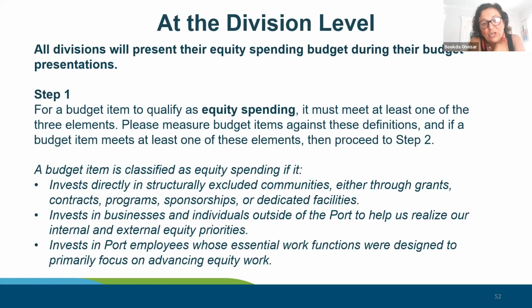But as an equity practitioner, I really believe that we have to think about what is actually targeted and specifically designed to impact communities of color. I hope that makes sense to you, that is how I focus on distinguishing spending from equity spending. Was it specifically targeted to improve employees of color's lives or people of color's lives in our community? So these three definitions: invest directly in structurally excluded communities, either through grants, contracts, programs, or dedicated facilities; invest in businesses and individuals outside of the port to help us realize our equity priorities; invest in port employees whose essential functions were designed to primarily focus on advancing equity work.